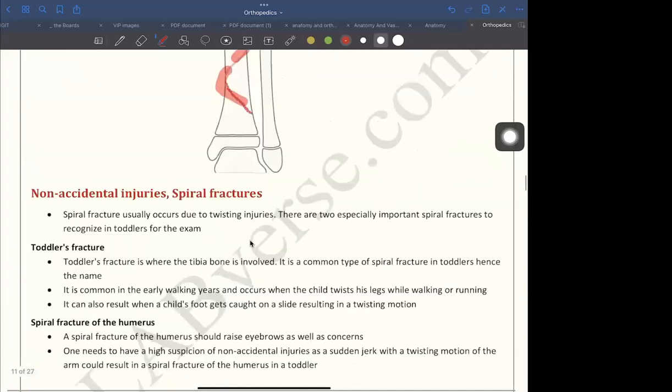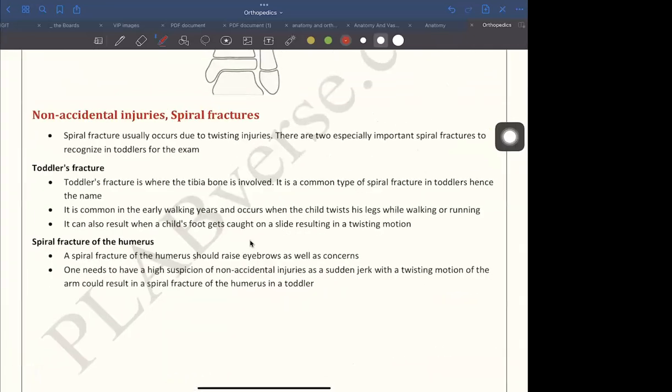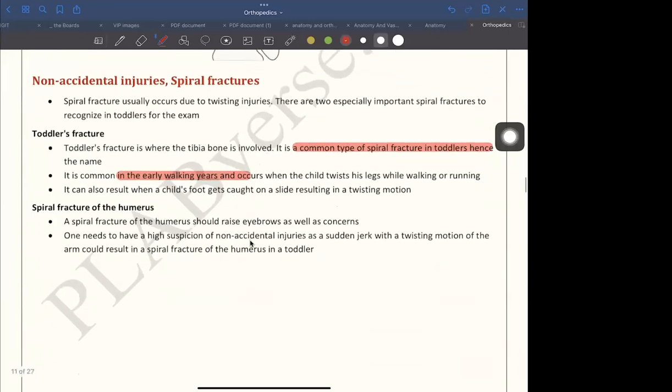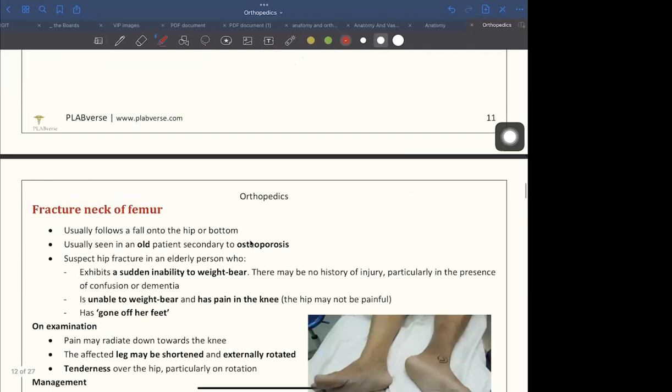A toddler fracture can be non-accidental, because an abusive parent, for example, will tend to twist their children's legs. It's common with spiral fractures, and it's also common in the early walking years when the child twists the leg while running. A spiral fracture of the humerus, again, is due to a twisting injury. So always have high suspicion of non-accidental injury in those patients.